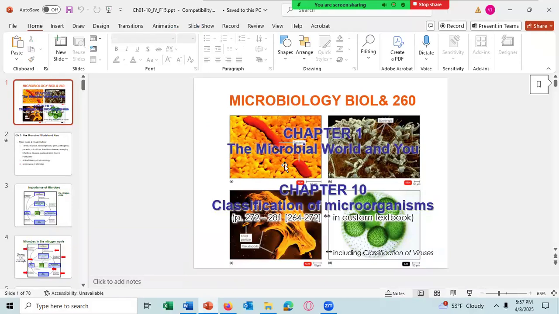Chapter 1, the microbial world in you, also has a little bit of chapter 10. We're going to cover page 272 to 281 of the current version of the textbook, which you can get in the bookstore. If you have an older edition of the textbook, it'll be page 264 to 272. You can always find it under classification of microorganisms. That's the only part of chapter 10 we're going to look at. And you have to know chapter 10 with chapter 1. Any questions about any of that?